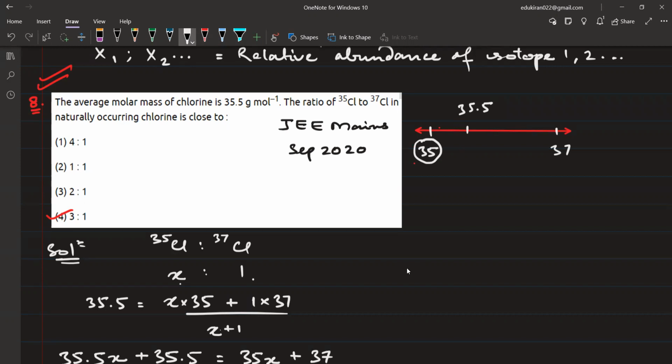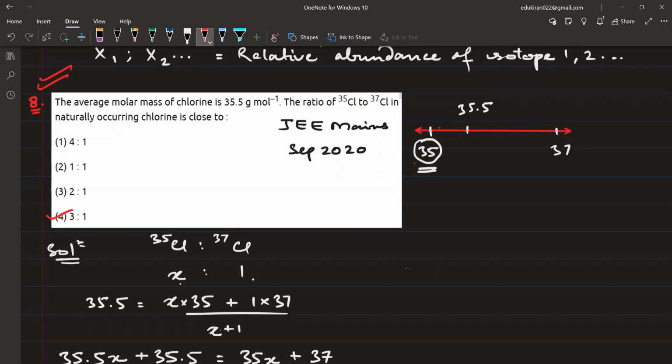If 37 had a higher relative abundance, then the average molar mass would be near 37, because most of the chlorine atoms you are getting would have atomic mass 37. But since it is 35.5, and 35.5 is nearer to 35, we can say that chlorine-35 is more abundant.